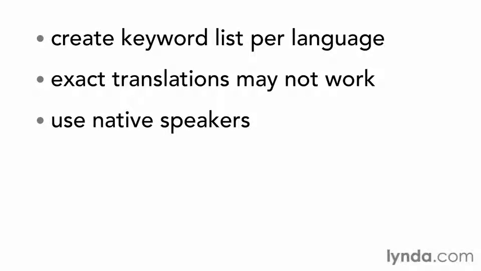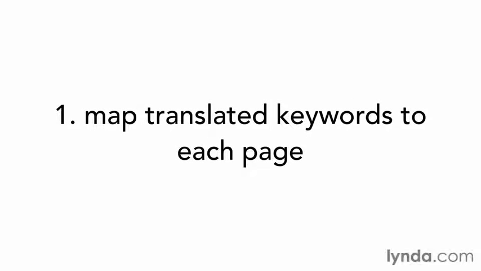Of course, you'll need to make sure that you have a native speaker of the language you're working with that also understands the cultural aspects of the country or countries that you're targeting. Once you've done the research and have a solid understanding of your translated keywords, you'll be ready to start the translation process. The first step is mapping the pages of your site that you'll be translating to the appropriate keywords you'll be targeting from your localized research.